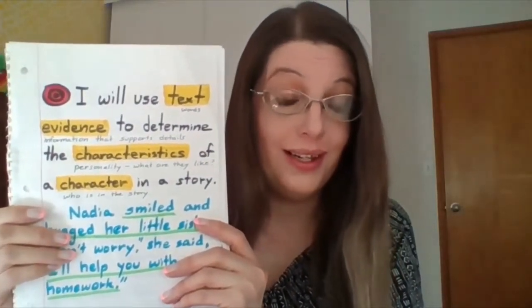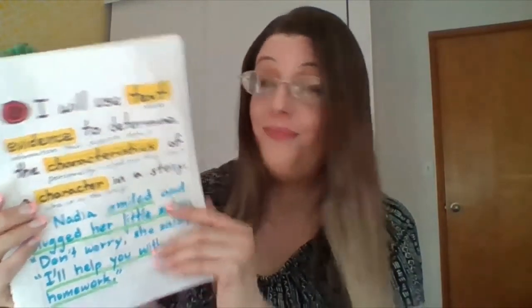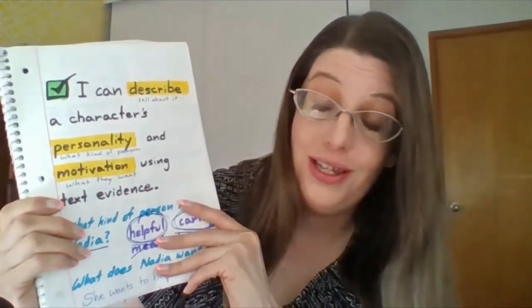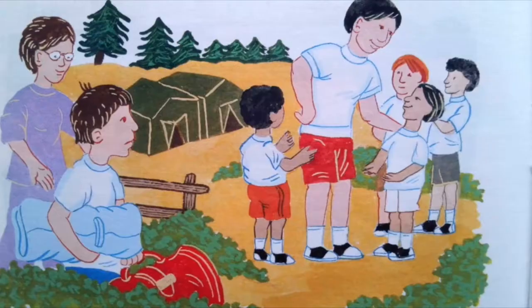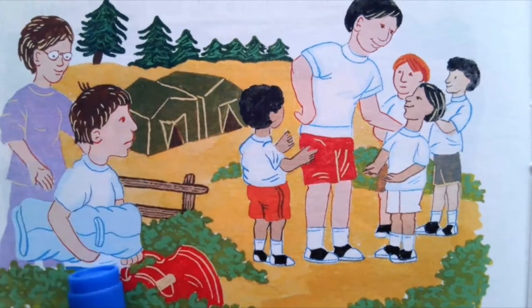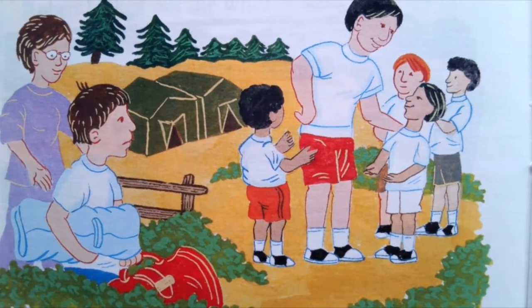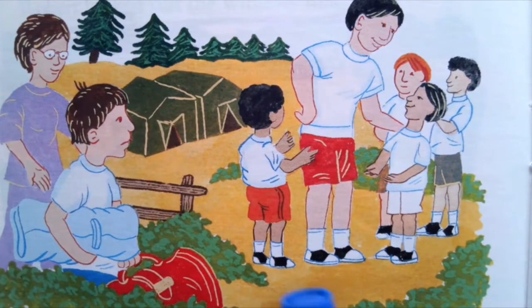Remember, what we are doing is looking for text evidence or clues in the story that tell us about the character Robert. What are his characteristics? We want to know about his personality, what kind of person he is, and his motivation. What is it he wants? What do we know so far about Robert's personality and how he's feeling and thinking in this situation? How is he feeling? He's not feeling very happy. Maybe he's worried or sad. But why?